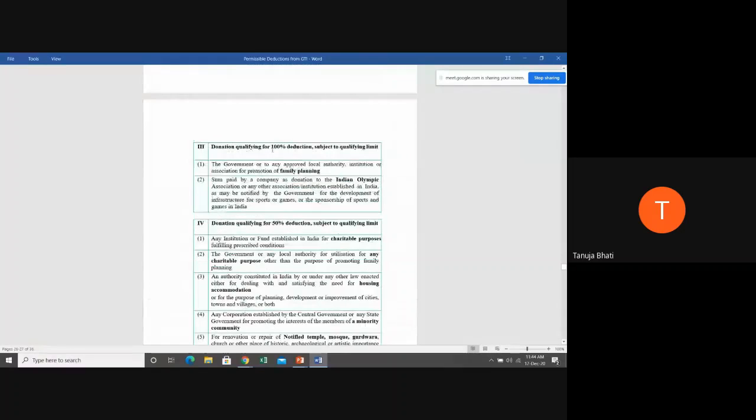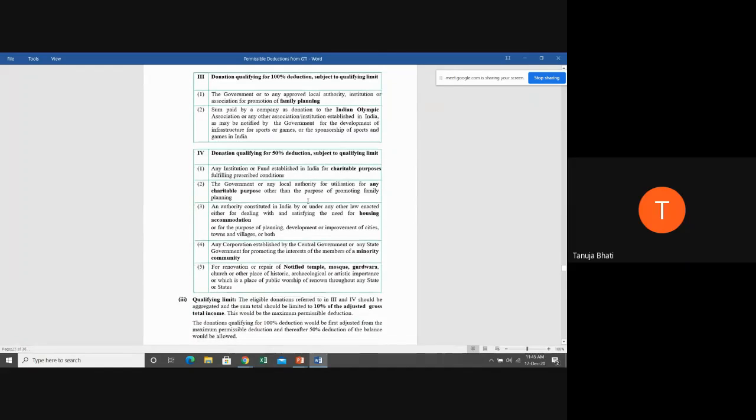Next, when we say 100% deduction with a limit, then you have to just see 2 things: family planning and Indian Olympic. So just remember, if it is family planning and if any donation is made to the Indian Olympic, if these 2 words come in the problem, then you have to know that it is 100% deduction but with some limit. So family planning and Olympic is 100% deduction with some limit.